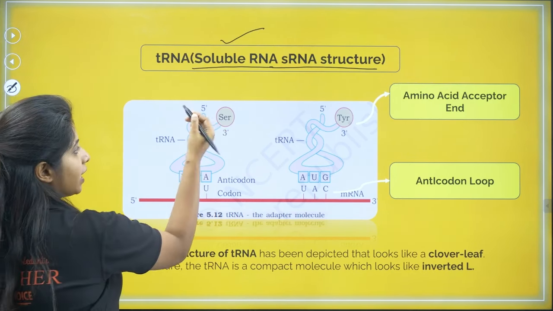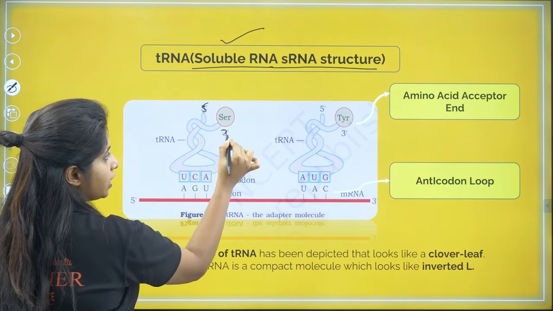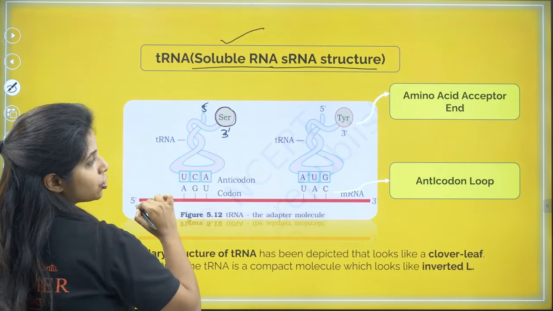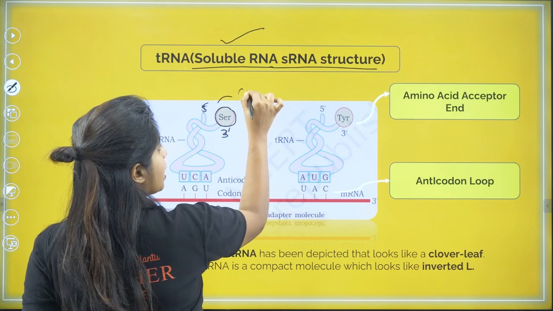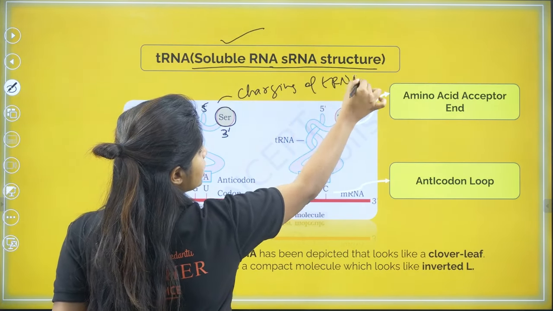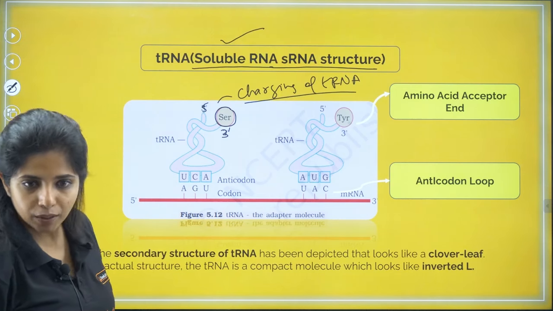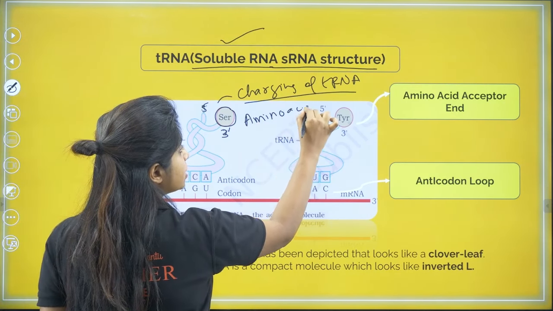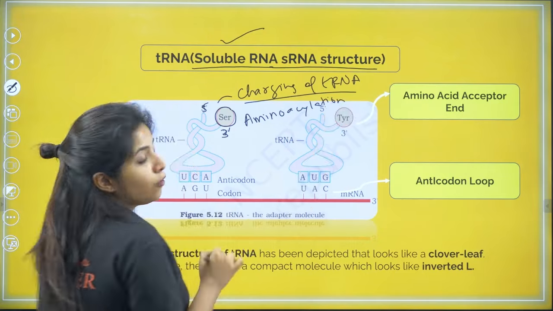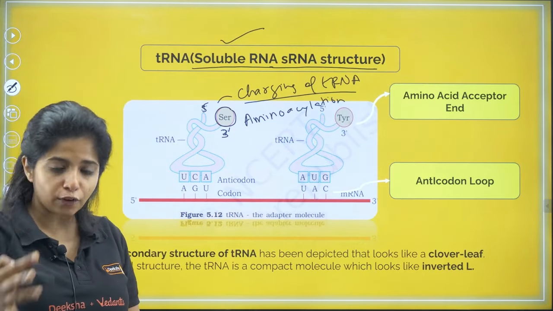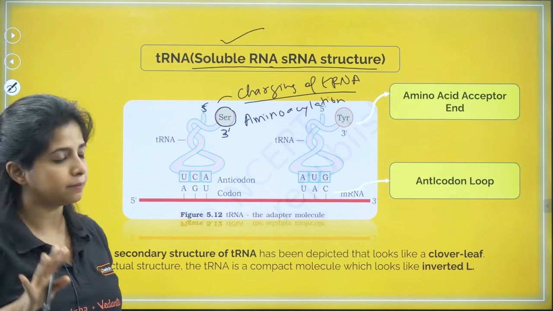In tRNA, again it's an RNA, so it will have a 5' end and a 3' end. On the 3' end, my dear children, the amino acid comes and attaches. This process is known as charging of tRNA, or you call this process amino acylation. This happens in the first phase of translation. Remember, this is not the first step. This is happening in the first phase of translation. Translation has officially not begun.